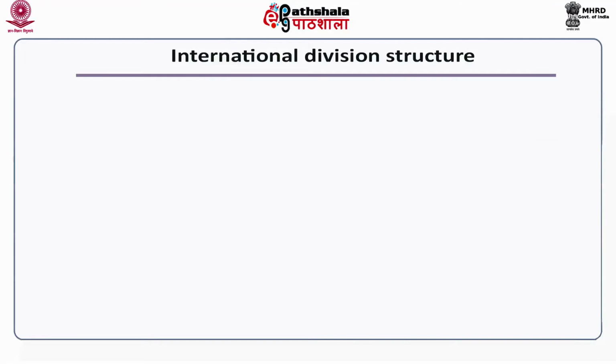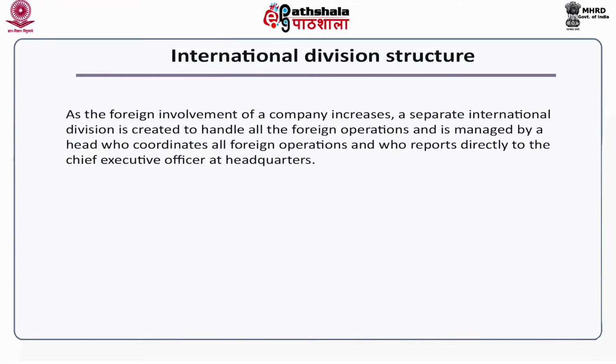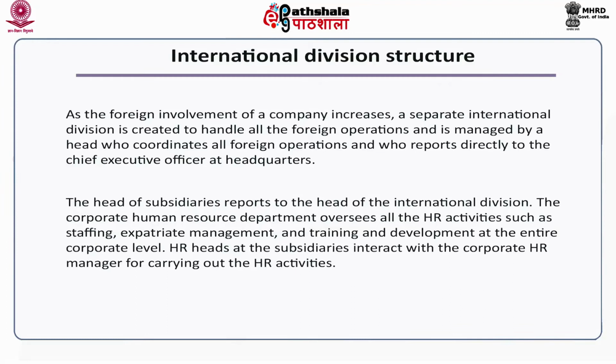International division structure. As the foreign involvement of a company increases, a separate international division is created to handle all the foreign operations. It is managed by a head who coordinates all foreign operations and who reports directly to the chief executive officer at the headquarters. The heads of subsidiaries report to the head of the international division.